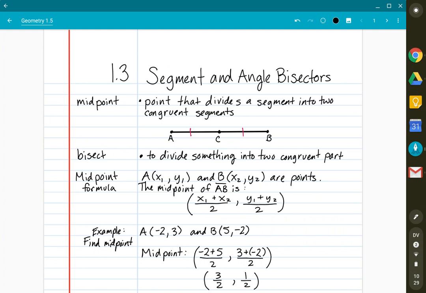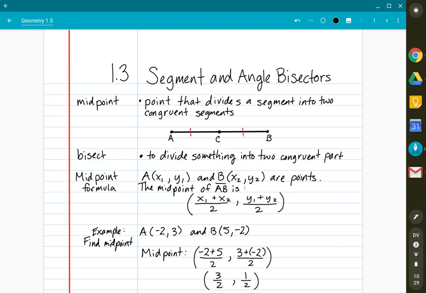The midpoint is just the point that divides a line segment into two congruent segments. And what you're going to see is this little pink mark that I made, a little vertical dash that indicates that AC is the exact same length as CB. So that little dash is very important. It tells us that those two pieces are congruent to each other.